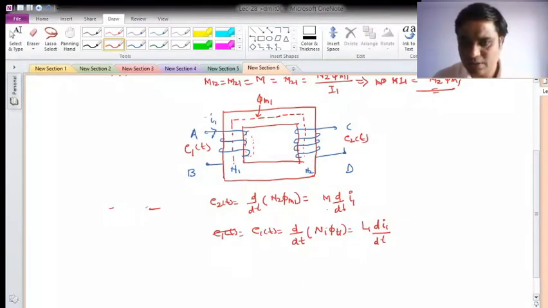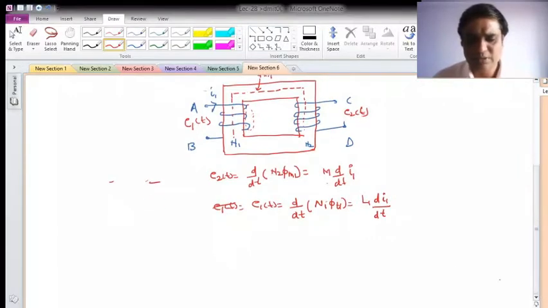Now here I can decide very easily the polarity of v1 of t, because current is flowing in this way. So this I will definitely define that this is positive and this is the negative polarity. So the problem with the decision of polarity for e1 of t is over. Now here I also have to decide what will be the polarity across C and D due to the EMF induced e2 of t by the mutual flux phi.